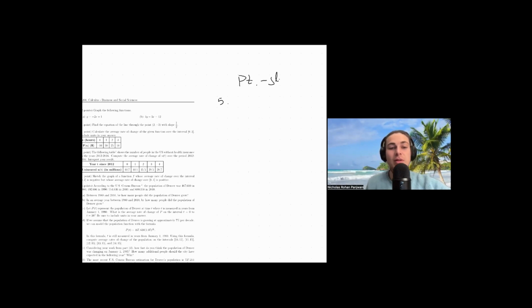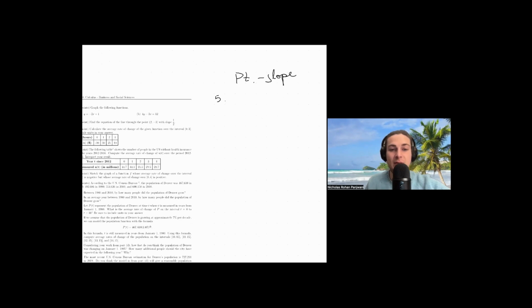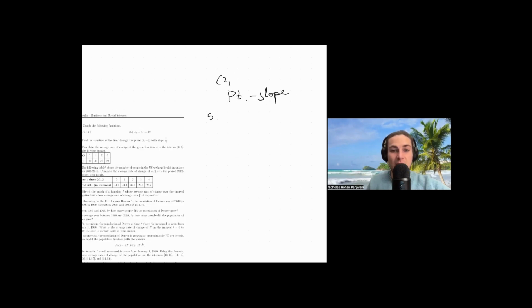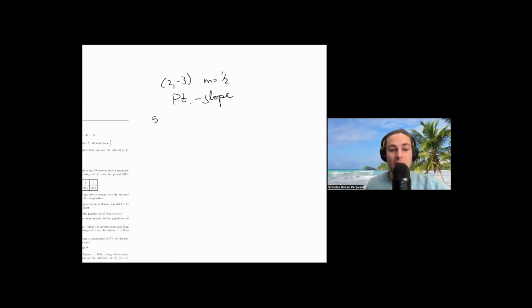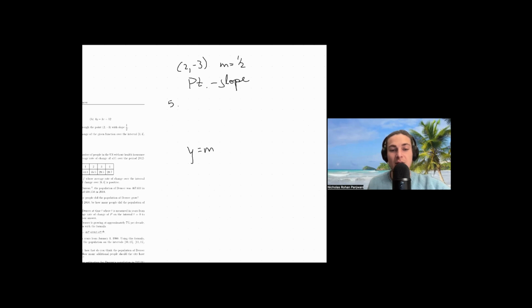equation. So we're given the point (2, -3), right? That's one piece of information. And we're also given m equals 1/2. So instead of doing y equals mx plus b, and we can always rearrange this into that format if that's what we're comfortable with, point slope is a good one to know as well.